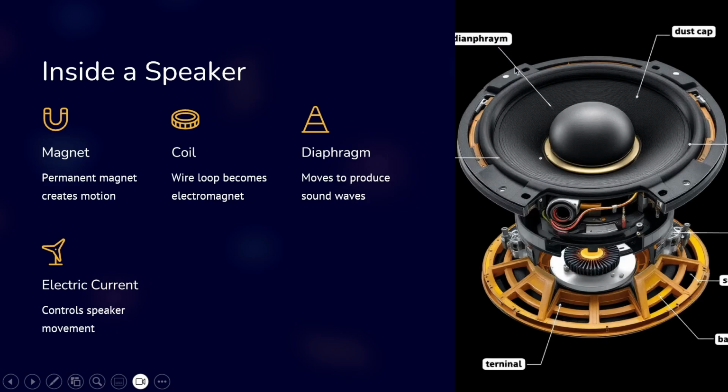3. Diaphragm, cone. This is the part that actually produces sound. It is usually made of paper, plastic or metal and moves back and forth to push air and create sound waves. 4. Electric current. This is what makes everything work. The electricity coming from your music player, phone or computer controls the movement of the speaker. Now that we know the parts, let's see how they work together.